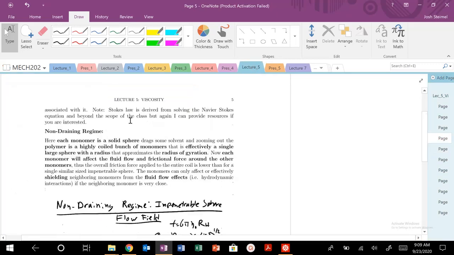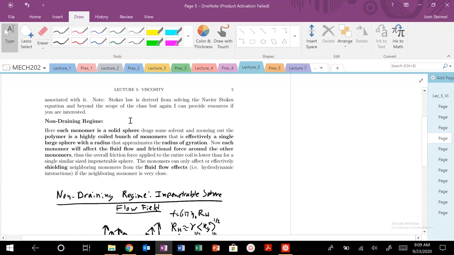So let's go back to our notes, and we're going to end it here. Next time we're going to get into the non-draining regime, and then we'll talk about the freely draining regime and we'll get some scaling parameters.